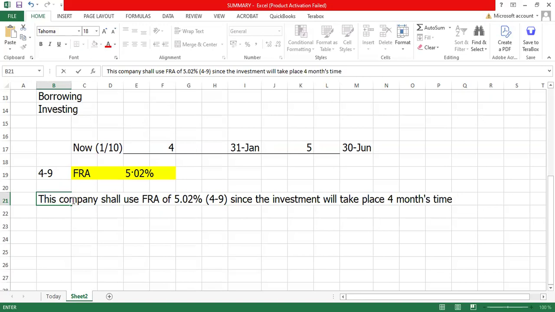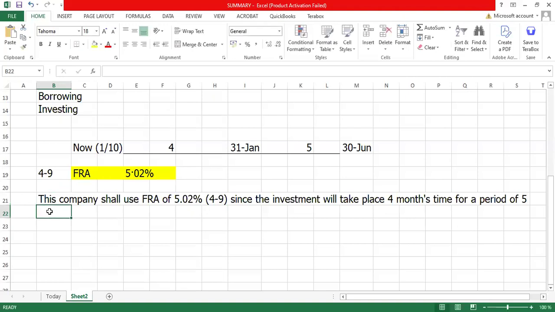In 4 months time, that's when you want to invest. But you're going to invest for how long? For a period of 5 months. You want to invest in 4 months time, but for a period of how many months? Those are 5 months. So after doing this, you go back to your question here.